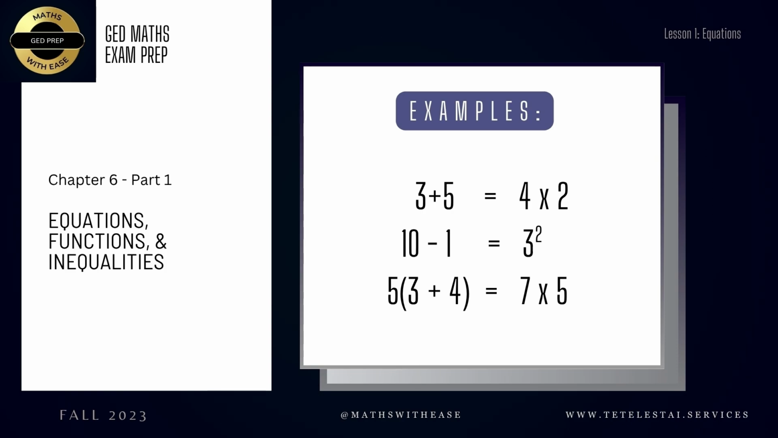In the third statement, we have a coefficient outside of the term in parentheses. So from our previous lesson, we know that we need to distribute the 5 across the parentheses. So 5 times 3 is 15. 5 times 4 is 20. 15 plus 20 is 35. And we know that 7 times 5 is 35. 35 equals 35, equation 3.